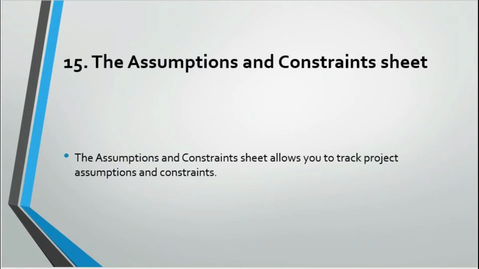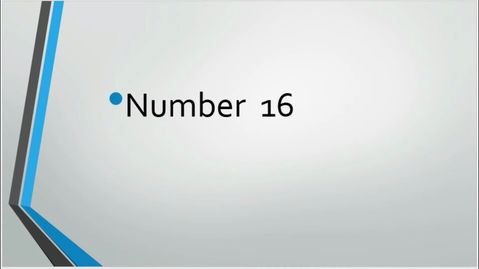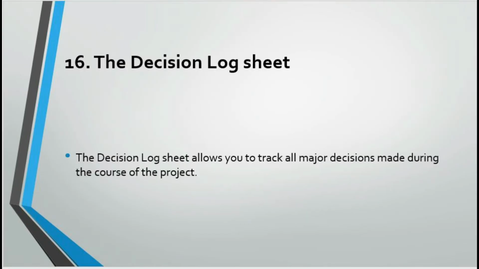And then number 15 is A and C. This is called the assumptions and constraints sheet, which allows you to track project assumptions and constraints. And then number 16 is the decision log sheet, which allows you to track all major decisions during the course of the project.